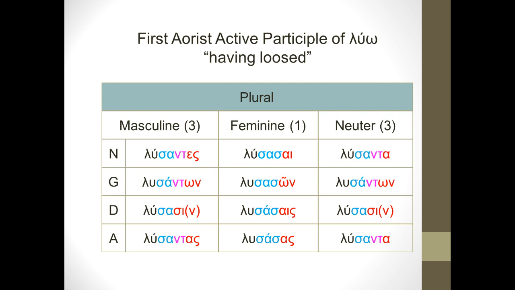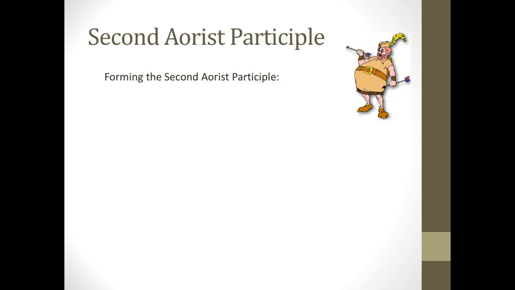When the present participle showed up in the present tense in the predicate position, you said "while loosing." In the aorist participle, you're going to use "having loosed," as well as some other ways you can describe it. We'll get to that in just a moment. All right, that is your first aorist participle. And as you know, where there is a first aorist, there is also a second aorist.